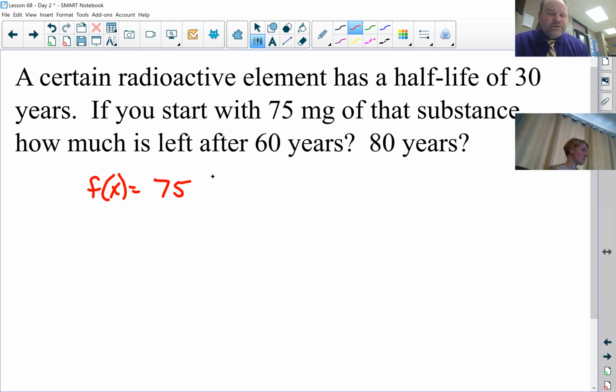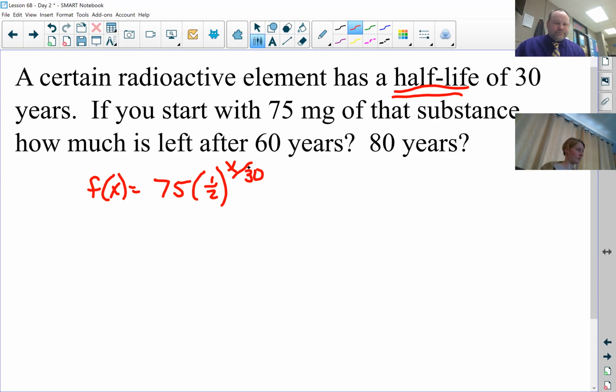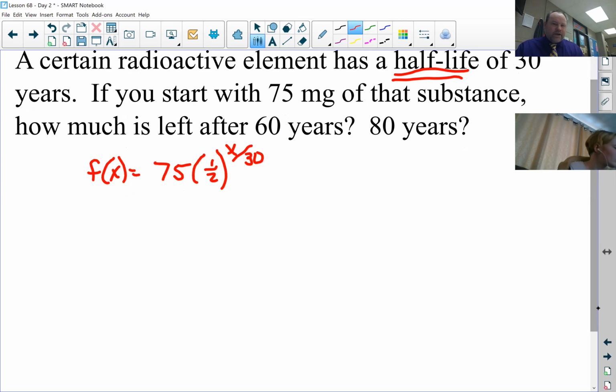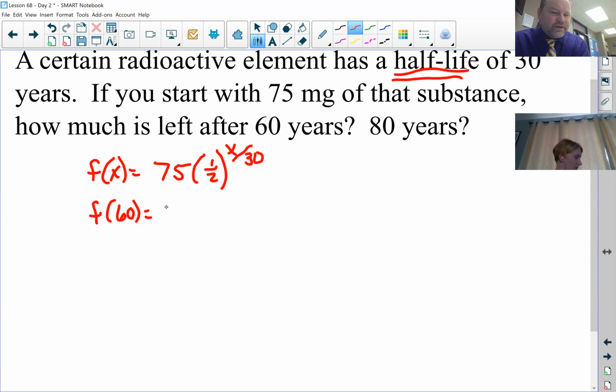So our initial value, 75 milligrams. It is a half-life. So we have half remaining every 30 years. So here we're talking about milligrams of a substance. So decimal answers are okay if we get them. Finding that function value when x is 60.